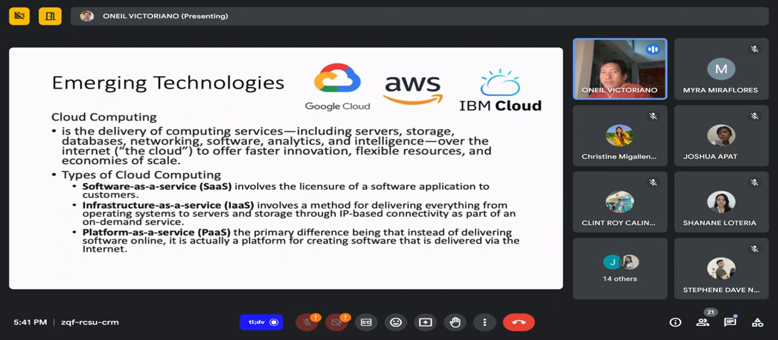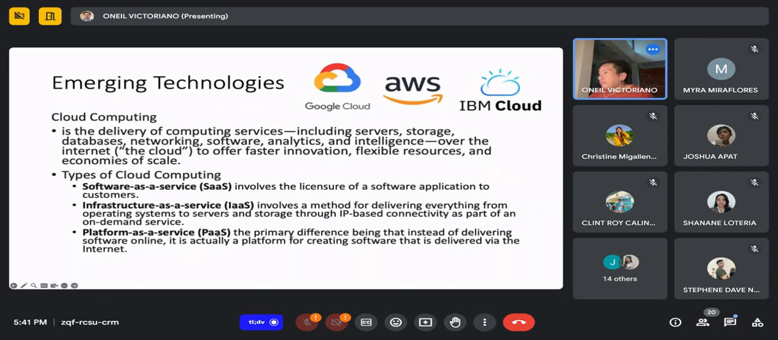So that's it. You have different types of cloud computing technologies, and these different types would also have different infrastructures, different requirements, and different hardware and software components.